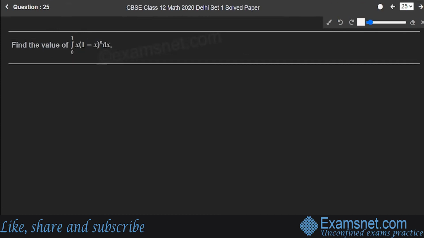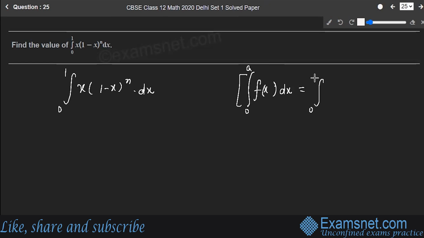You have to find out the value of this integral, limit 0 to 1, x into 1 minus x raised to power n dx. I'll be using one concept over here, that is, limit 0 to a f(x) dx is equal to limit 0 to a f(a minus x) dx.